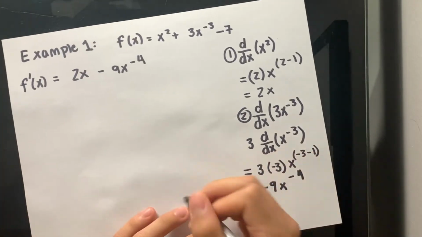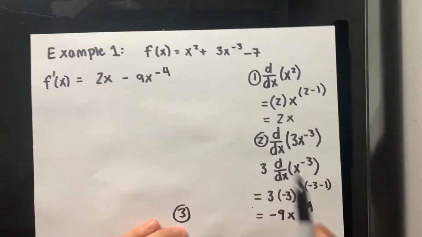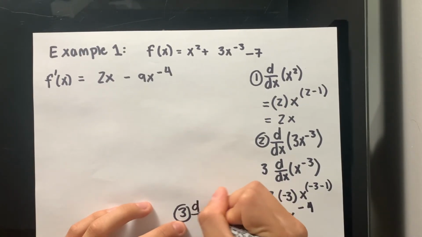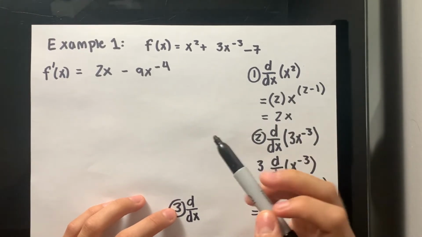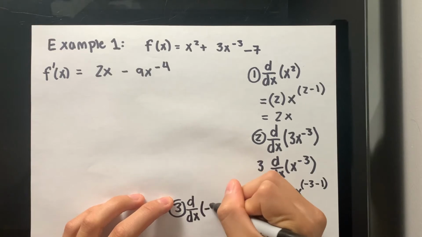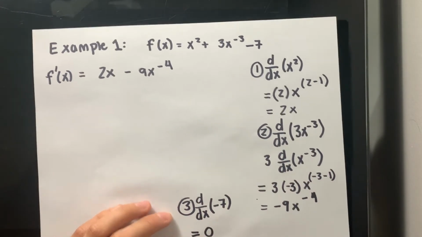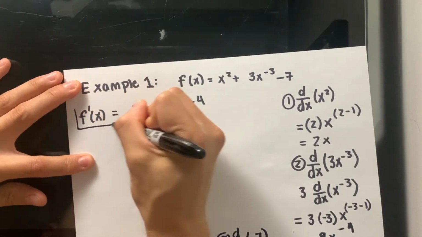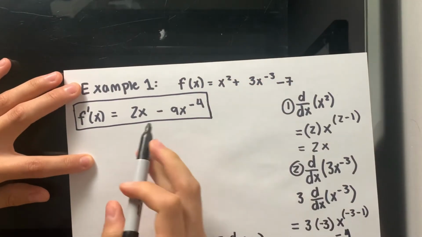Lastly, the third term, the negative 7 constant. So if you remember from the beginning of this video, taking a derivative of a constant will always lead to a 0. So this is just 0. So the derivative of this function is this.